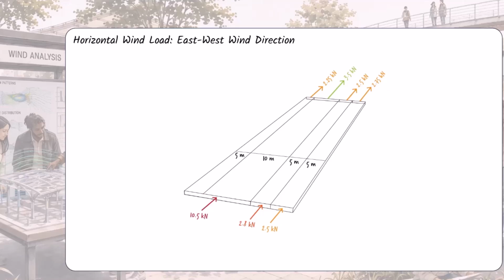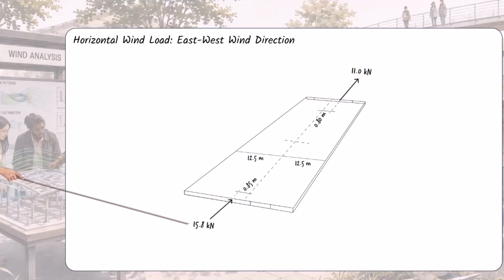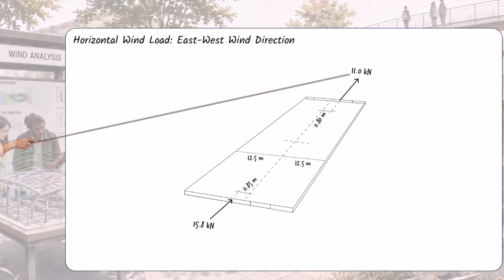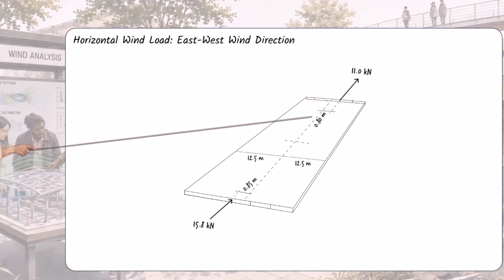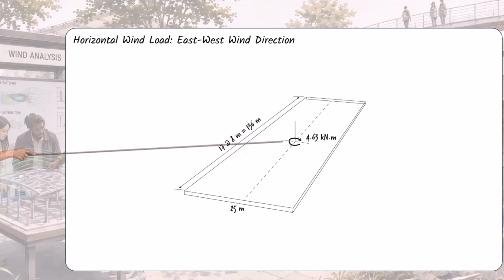On the east side, the total horizontal load is 15.8 kilonewtons acting slightly off-center. On the west side, it's 11 kilonewtons, also eccentric. Together, they generate a torque of about 4.6 kilonewton meters, which is quite small.